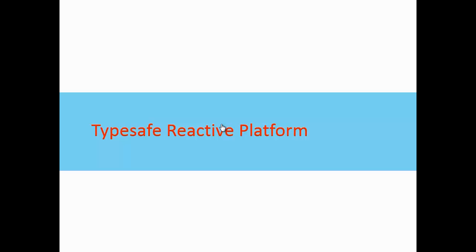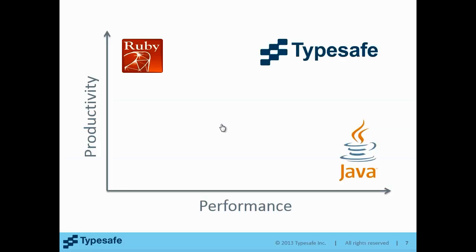So let's talk about the Typesafe Reactive platform. The Typesafe Reactive platform provides a way to have the productivity of a Ruby on Rails environment and the performance of Java. So really trying to combine the best of both of those worlds into a platform. And what we found is that our users really do enjoy being able to work with a type-safe language like Java and being able to have the productivity and quick iterations that you have with something like Ruby on Rails.